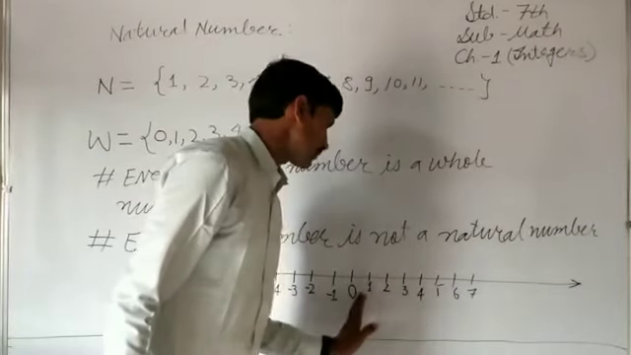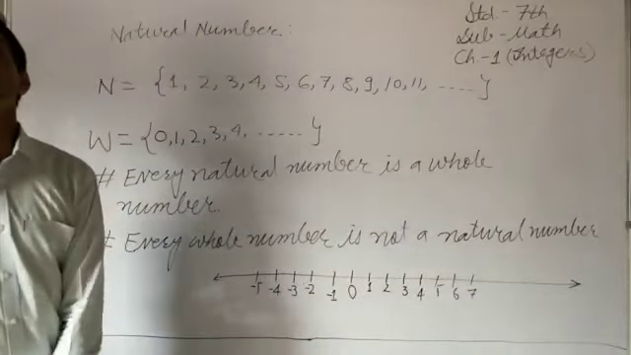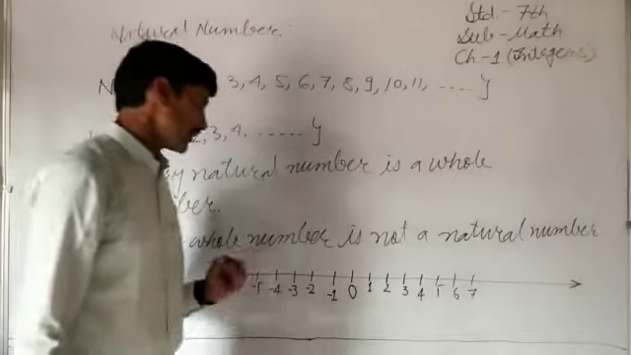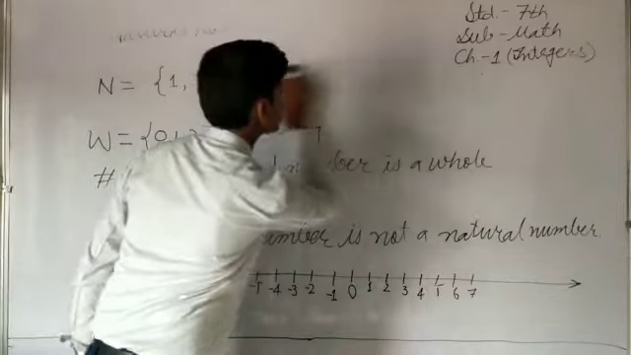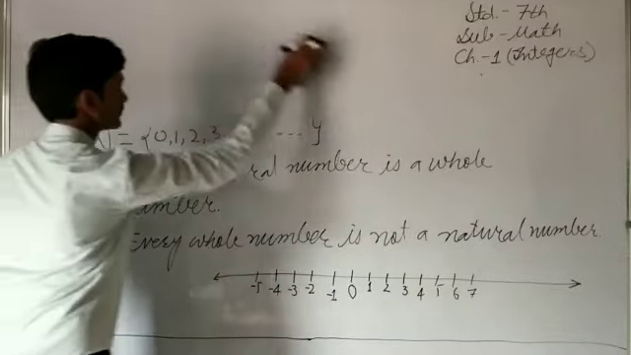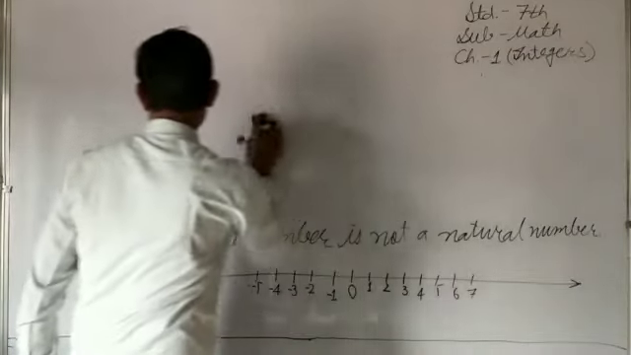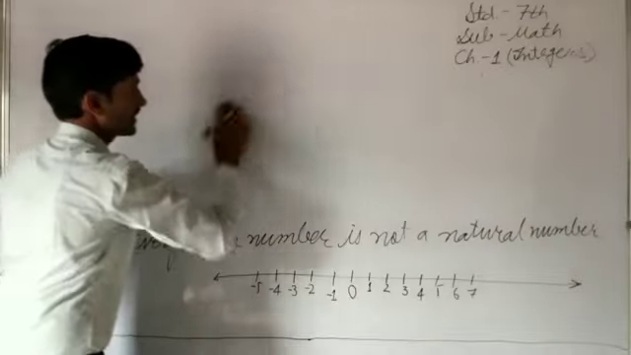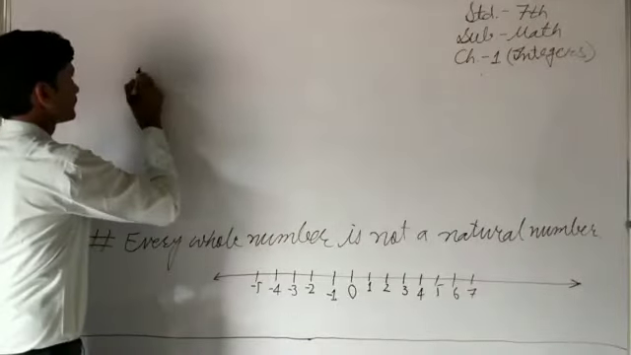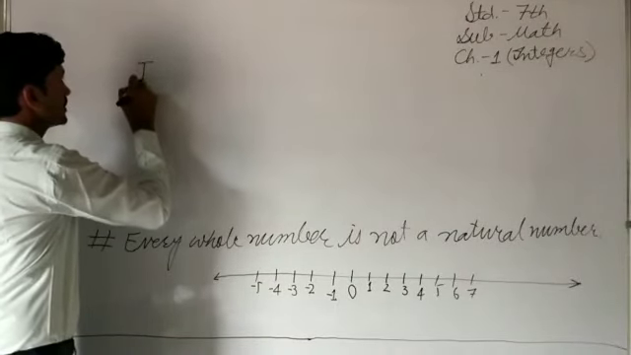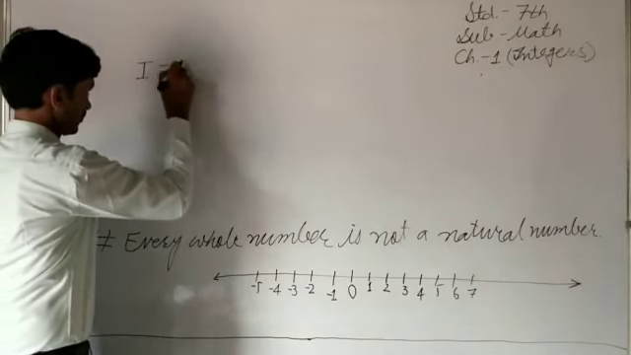This collection of numbers 0, 1, 2, 3, 4, 5, 6, 7 is known as a collection of integers. So, a collection of integers. Let us know by which English alphabet we denote the collection of integers. Here, this collection of integers we denote by I or Z.